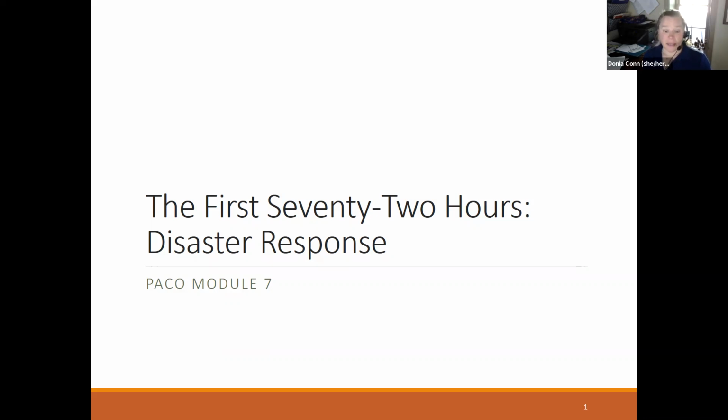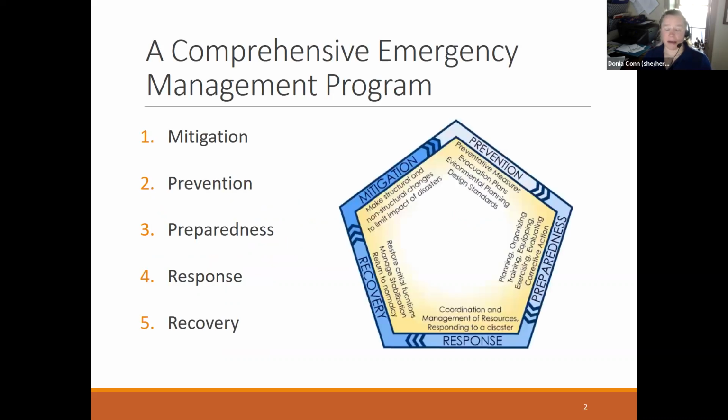So when we think about emergency response, of course, we're thinking about it in relationship to the Comprehensive Emergency Management Program that we learned about back at the very beginning in Module 1. So we've already covered mitigation, prevention, and preparedness. And so now it's time to take a look at response, and we're going to give a bit of a nod to recovery in this as well.